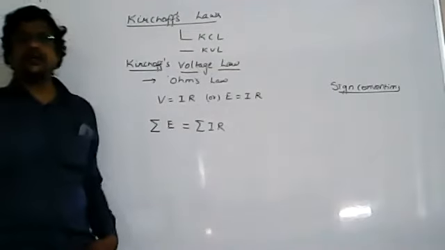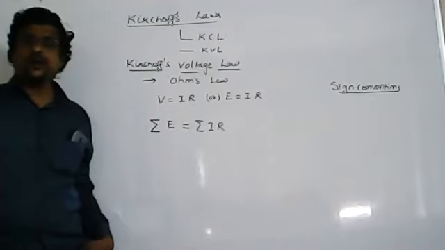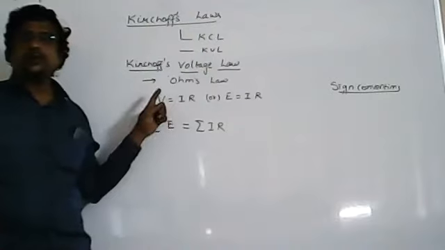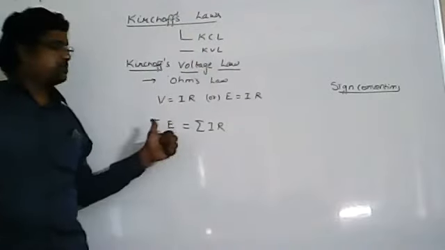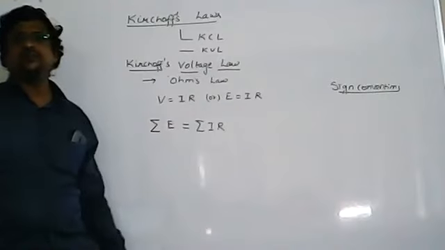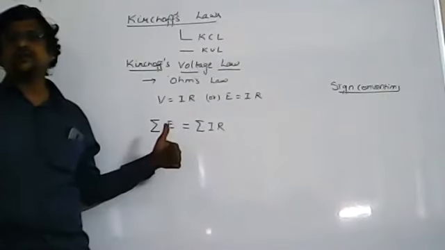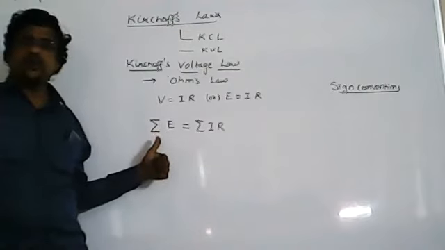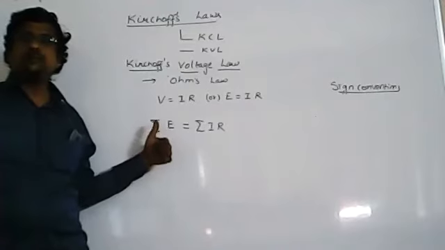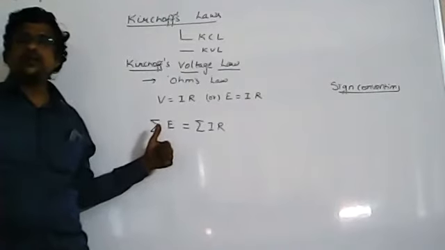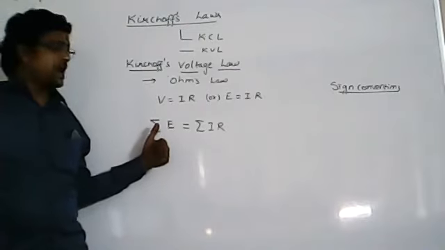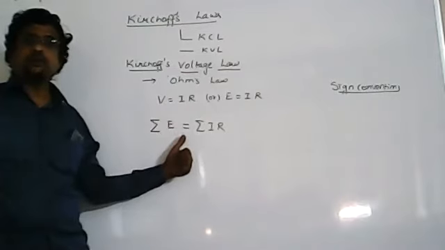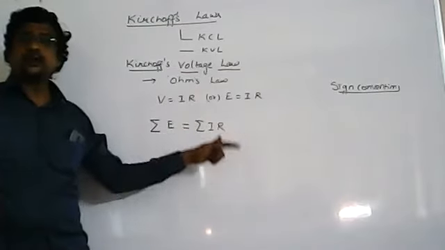Summation, that is sigma E is equal to sigma IR, then that is called the Kirchhoff voltage. That is what I am saying. KVL is based on Ohm's law. Just put sigma on both sides, summation, then it will become Kirchhoff's voltage law. So the algebraic sum of potential drops or EMFs. E means voltage, we can call it EMF or potential drops. The algebraic sum of potential drops or EMF is equal to the algebraic sum of the product of their currents and resistances.